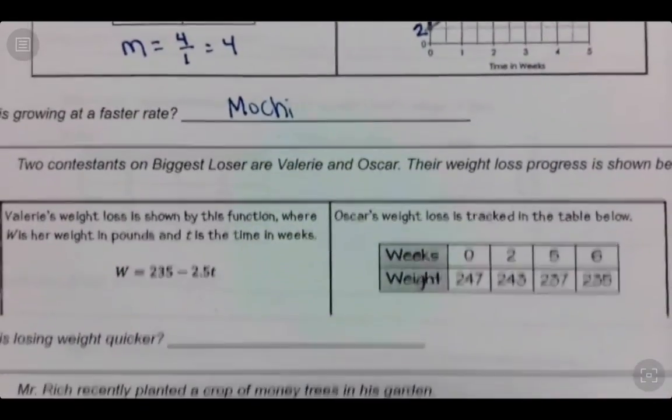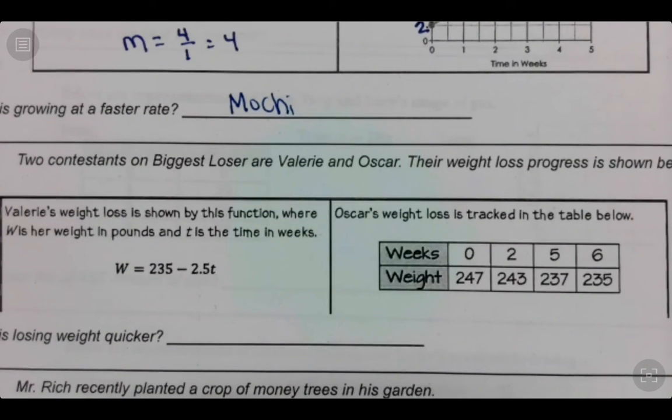All right, so for the second one, Valerie's weight loss is shown by the function. So they're on The Biggest Loser. If you've never seen it, it's a show for overweight people. They go on, they do diets, they do different things like that, and the person who loses the most weight throughout the show wins.